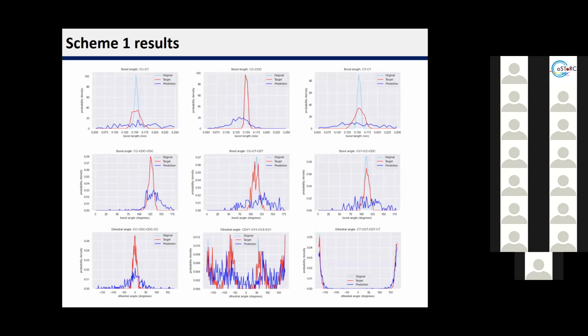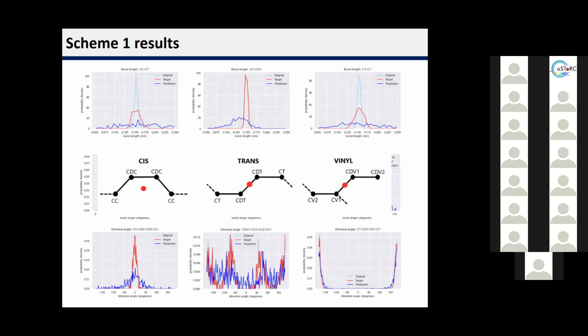Here we have a small sample of the bond angles, bond lengths, and dihedral angles distributions. As I mentioned before, this scheme does not contain any information about the connection between the monomers. Hence, for example, in the first image, we have a CC-CT bond, which connects a cis monomer with a trans monomer. And we can see that the target distribution is not able to capture the original distribution.